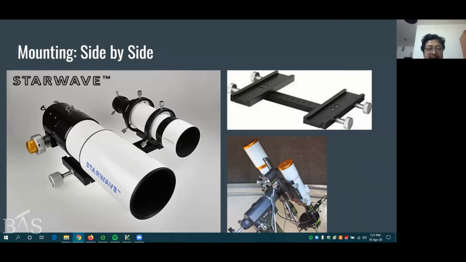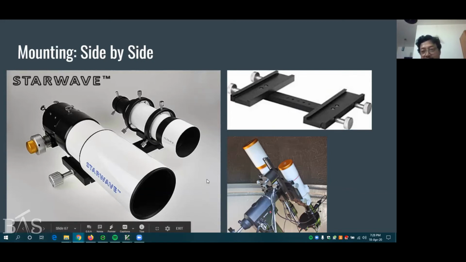This works very well if you're going to use a camera or a refractor with a guide scope, but this kind of setup is not recommended for a Newtonian. You'll never be able to balance properly. And secondly, a guide scope is not recommended for a Newtonian at all. You should use an OAG route.